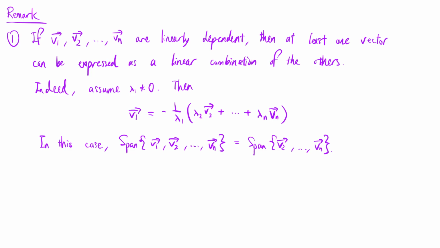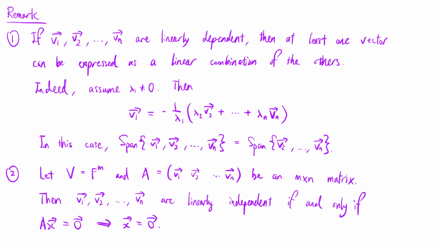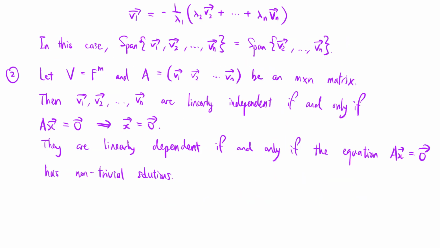Second, let V be F to the m and A be the matrix v1, v2 up to vn, which has size m by n. Then v1, v2 up to vn are linearly independent if and only if A times x equals the zero vector implies that x equals the zero vector. This is just the definition of linear independence by rewriting the linear combination of v1, v2 up to vn as a matrix times a vector. These vectors are linearly dependent if and only if the equation A times x equals 0 has non-trivial solutions.